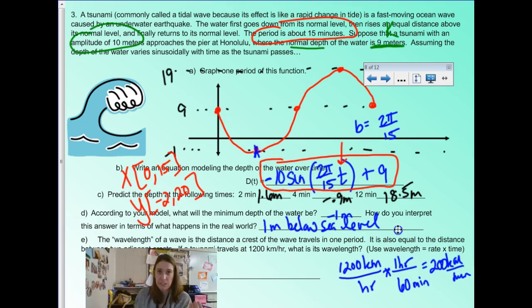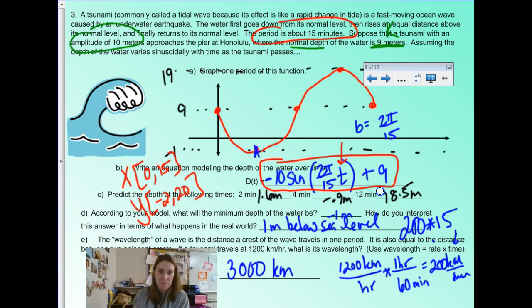And then 15 minutes, right, was the length of the period. So the rate is 200 kilometers per minute. The time is 15 minutes. So if I take 200, sorry for the sloppy handwriting, multiplied by 15, I get 3,000 kilometers.